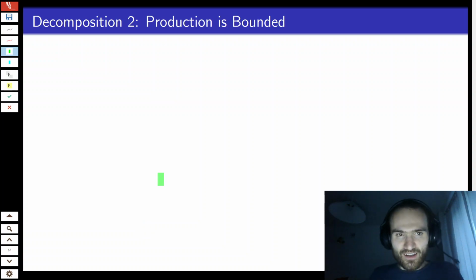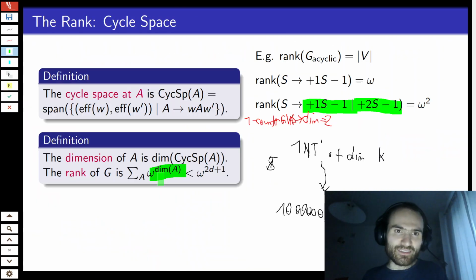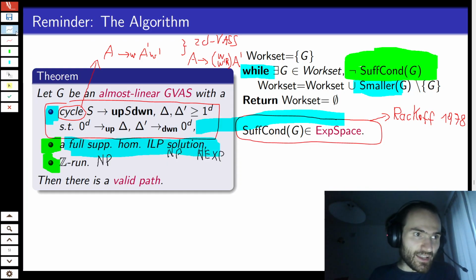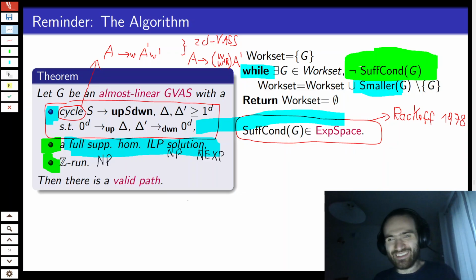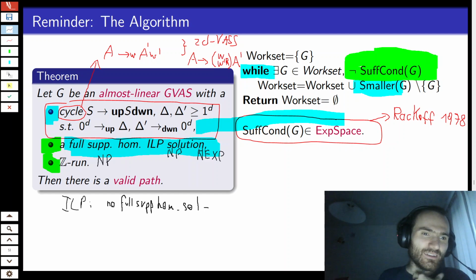Okay, so decomposition number 2: what if a production is bounded? Why this? Remember the second condition was this full support homogeneous solution. If you don't have such a thing, then there is something you have to know about ILPs. If in an ILP there is no full support homogeneous solution, then this implies that some variable is bounded.